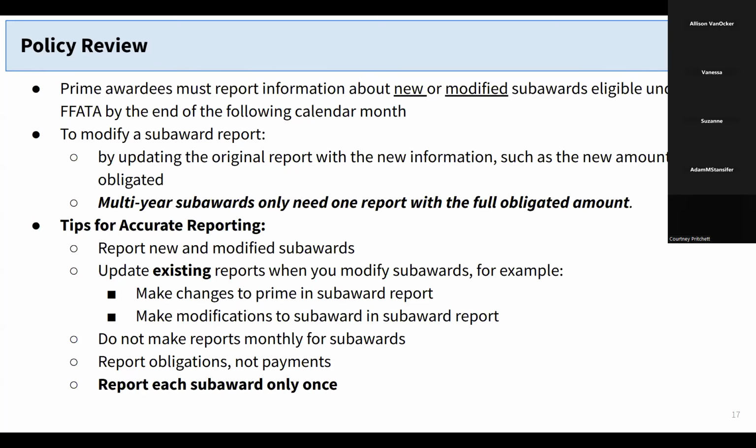You should be reporting obligations and not payments. So let's say you had a subaward that in total was worth $50,000. You do not need to report every time you make a payment of $10,000 for the 5 months that you're making payments of $10,000.